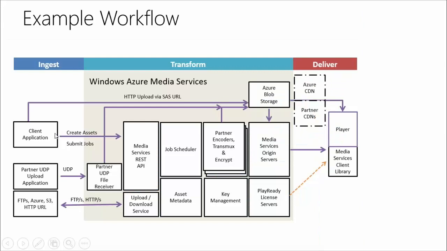So the workflow looks something like this. The client application either creates or gets a stream. It loads to Blob storage, or it may in fact go directly into the REST API for media services. At that point, I schedule it. It might do things like encode, transmux, or encrypt, and I might also attach DRM to that. Now, DRM is going to allow me to protect that at the client end.